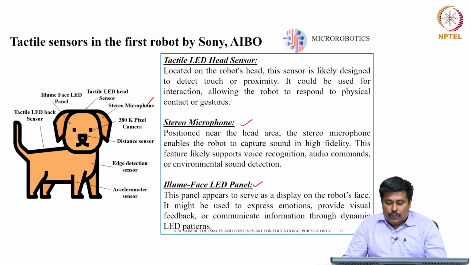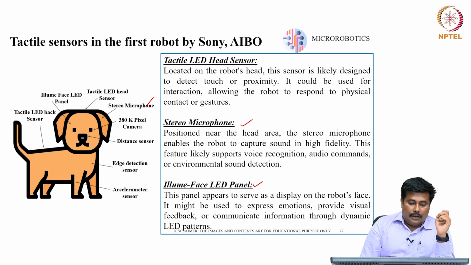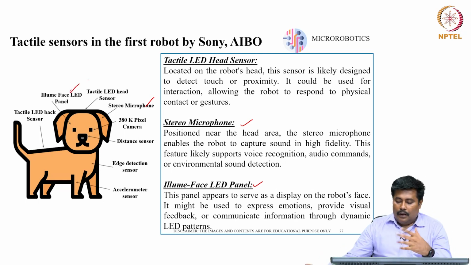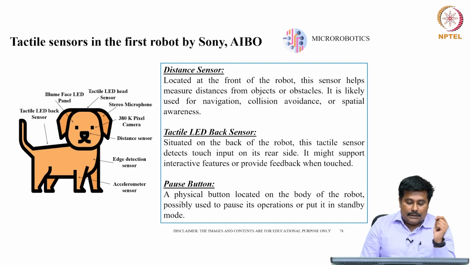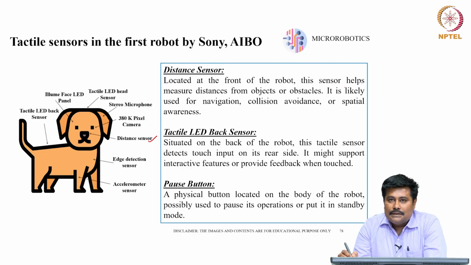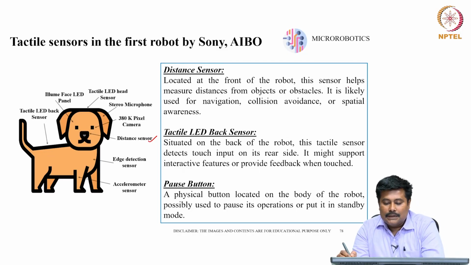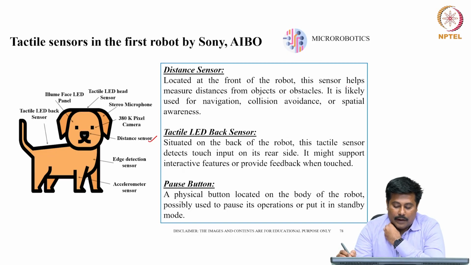It might be used to express emotions, provide visual feedback, and communicate information through dynamic LED patterns. Distance sensors are deployed at the front of the robot. This sensor helps to measure the distance from objects or obstacles. It is likely used for navigation, collision avoidance, or spatial awareness.